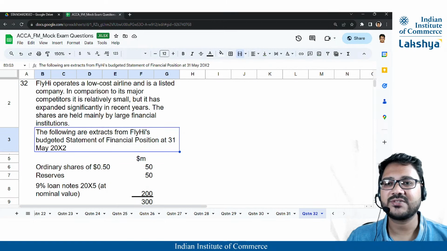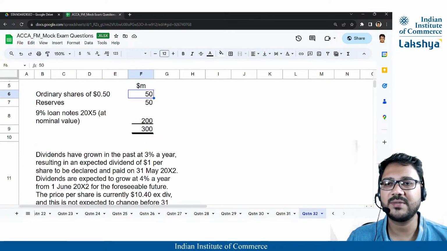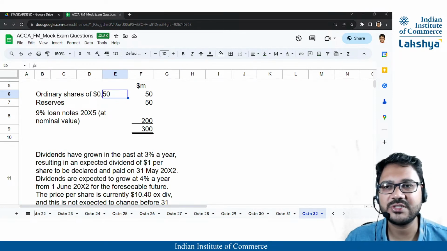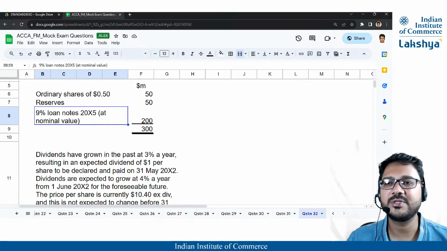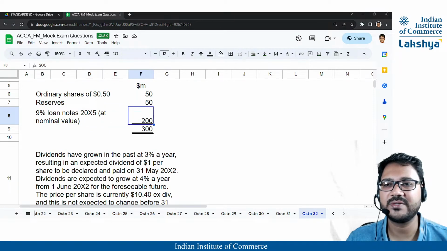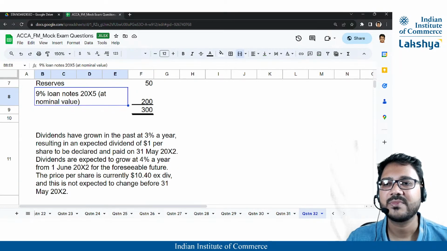Following are extracts from Fly High's budgeted statement of financial position. Number of equity shares: equity divided by the face value of 0.5 will give you the number of equity shares. Reserves are available. Loan notes at nominal value is available. Loan notes at 9%.